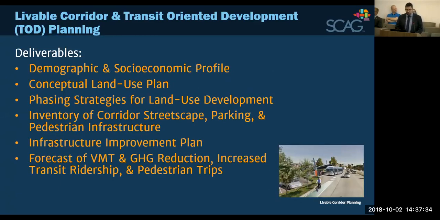For livable corridor and transit-oriented development, the easiest way to think about this is so much of our TOD planning has centered around rail stations. So this is really thinking about TOD planning in the context of high-quality bus lines that may run through your city. And so what we're doing is providing demographic and socioeconomic profile of a corridor, conceptual land use plans, phasing strategies, an inventory of corridor streetscape, and other types of TOD planning, but again, centered around a livable corridor that would feature bus transit, active transportation, and connectivity along the corridor.